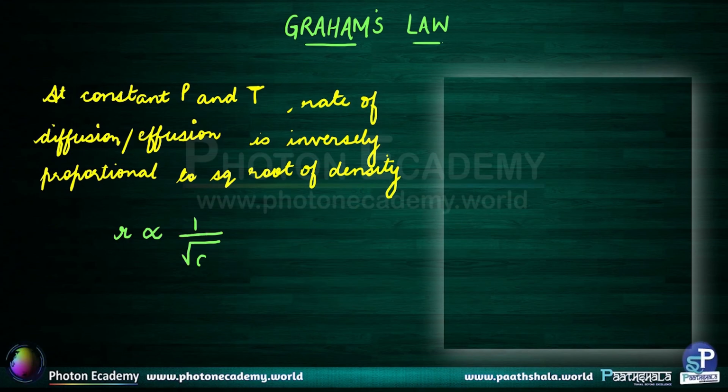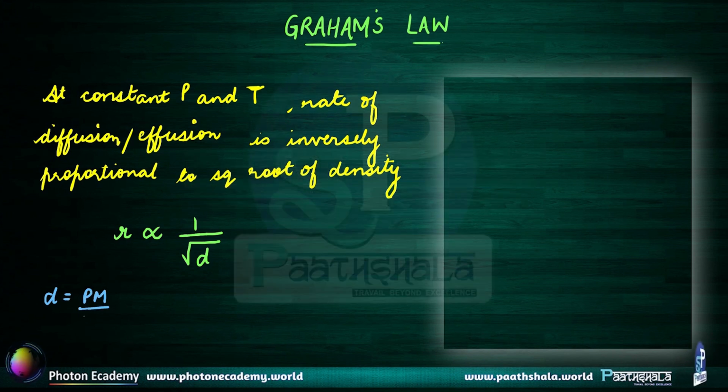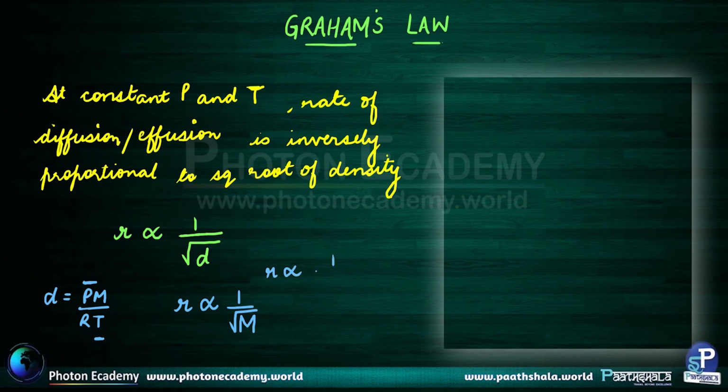root of density. And if you refer to our lecture from the ideal gas part, we know that the expression for density is PM divided by RT. So at constant pressure and constant temperature, we can say that the rate is also inversely proportional to the square root of the molecular mass of the gas. And it is also inversely proportional to the square root of the vapor density, if we are talking in terms of vapor density. So consolidating all of these, we can say that the rate is proportional to the pressure.